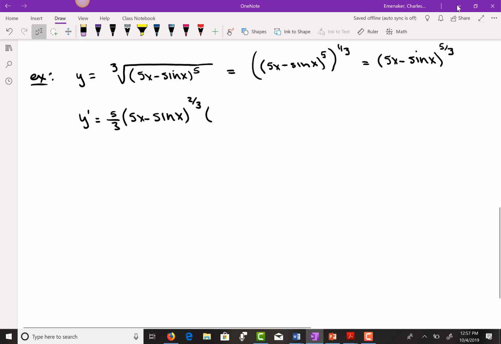Now that we got the outside part done, we can do the inside. The derivative of 5x is 5 minus, what's the derivative of sine? Cosine. And there it is. Should you simplify this? No, leave it alone. Because there's nothing there that clearly will combine easily to make it any cleaner, is there?